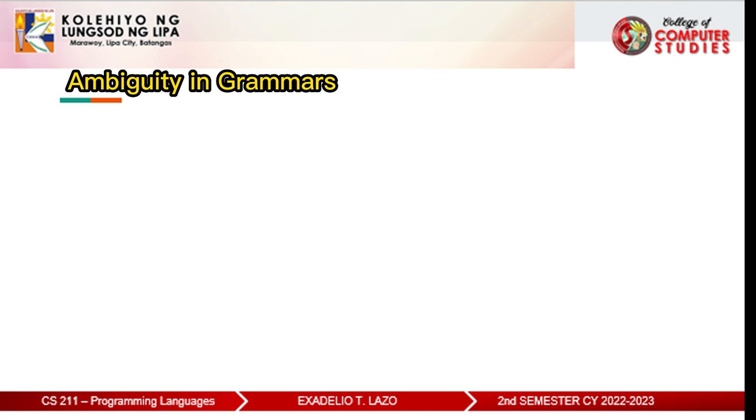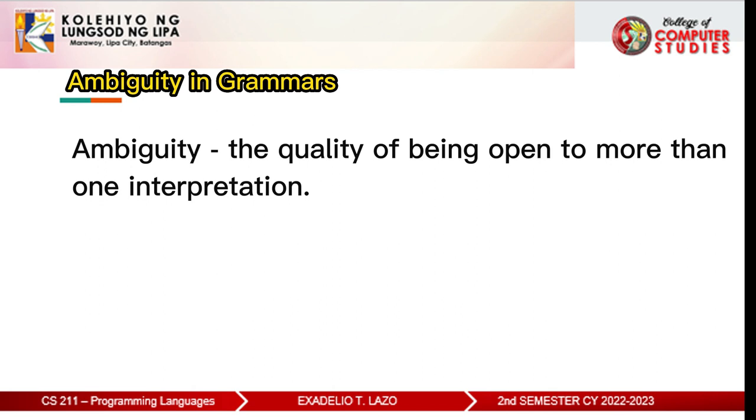Ambiguity in grammars. Ambiguity: the quality of being open to more than one interpretation. A grammar is ambiguous if and only if it generates a sentential form that has two or more distinct parse trees. Consider the grammar shown in example 3.3, which is a minor variation of the grammar shown in example 3.2.